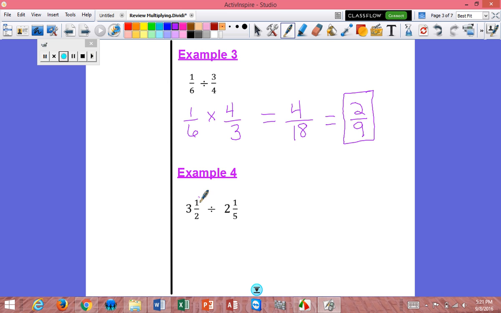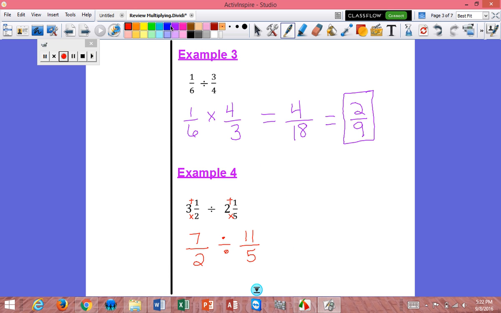Example 4, we have 3 and 1/2 divided by 2 and 1/5. So just like with other operations, if we have mixed numbers, we want to make them improper first. So I'm going to multiply the denominator by the whole number, and then add the numerator. 2 times 3 is 6, plus 1 is 7, and denominator stays the same. So I have 7/2 divided by, and 5 times 2 is 10, plus 1 is 11, denominator stays the same. So this would be 11/5.